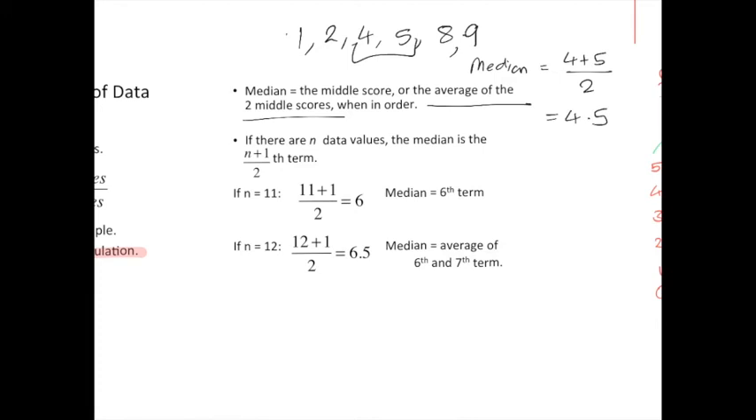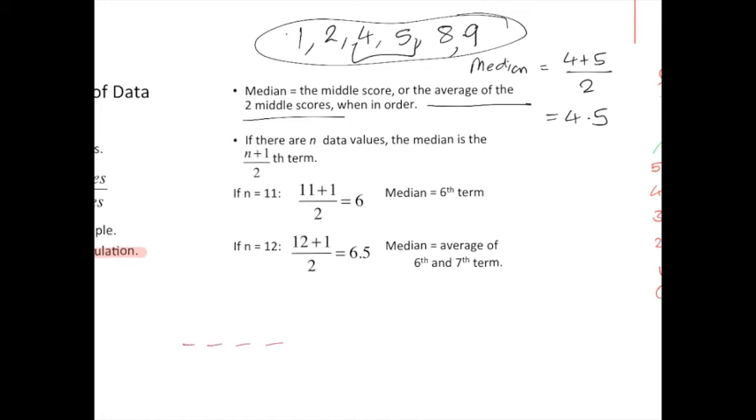Now, what is all this about? When it's a small list like this and you can see the median, fantastic, it's so easy. But what if there are 100 scores? I don't want to write each of those out. Do you know what I mean? So here's a trick. If there are n data values, the median is the (n plus 1) over 2 score. If n was 11, so there are 11 scores, 11 plus 1 over 2 equals 6, so the median is the 6th term.